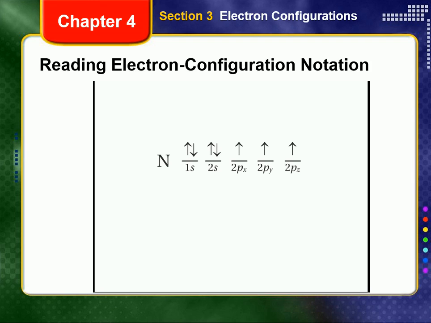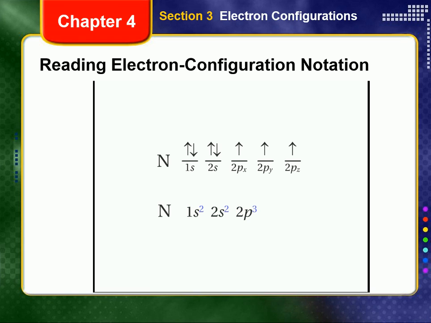Electron configuration notation eliminates the lines and arrows of orbital notation. The main energy level is indicated by a number. It is followed by a letter indicating the orbital. The number of electrons in a sublevel is shown by adding a superscript to the sublevel designation.